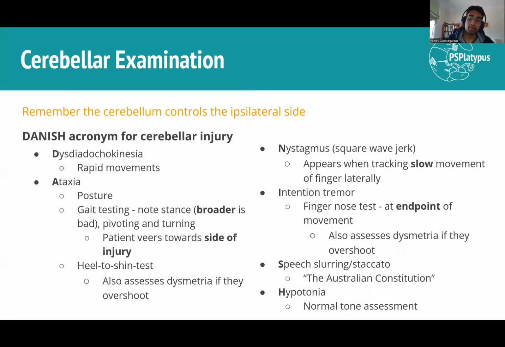When they walk and when they pivot, so pivoting and turning is going to be hard for them because it requires a higher degree of coordination, which is why we test it. When they walk, if they have a veer, so if they're going like sort of leaning over to one side and going towards that way, then they're generally going to veer towards the side of the injury.